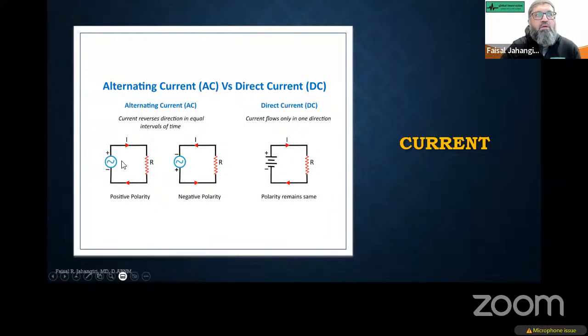So here we can see the alternating current reverses direction in equal intervals of time. With the equal interval, the positive becomes negative and negative becomes positive. So it moves from negative to positive and then negative to positive in the other direction. On the other hand, the direct current flows only in one direction, so it stays stable. It doesn't change the polarity during the stimulation.